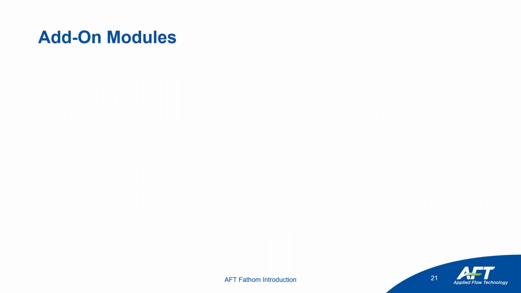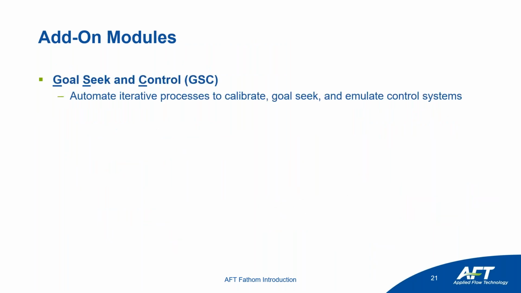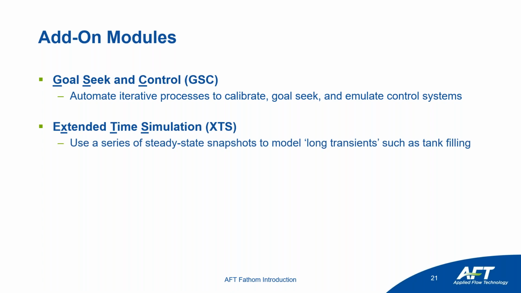Before we wrap up, we'll touch on add-on modules where we have 4 available. The first is goal seek and control, where you can automate any iterative processes. You can set a variable within your model, like valve position or pipe scaling, until it's able to achieve a goal. Extended time simulation, which uses a series of steady state snapshots to model long transients.